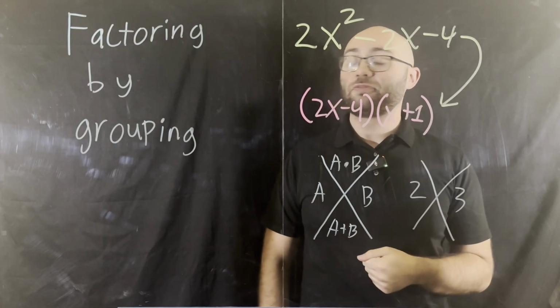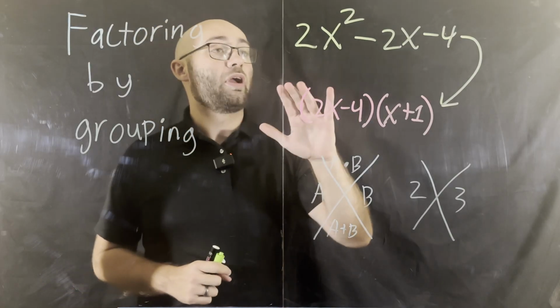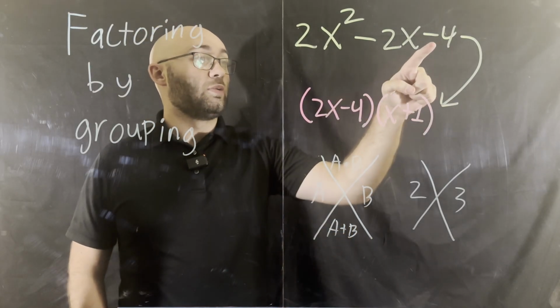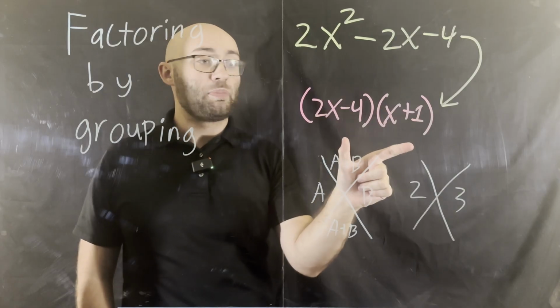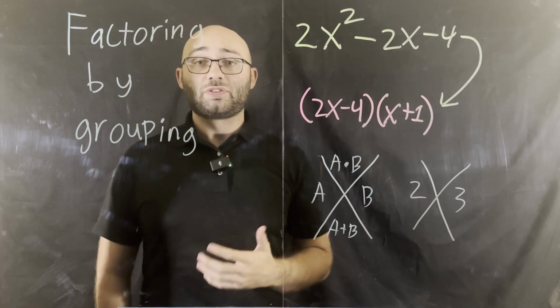Today's topic is factoring by grouping. Factoring by grouping is this idea right here where we take a polynomial, in this case a quadratic, and we factor it into separate parts, into separate groups. So this tends to be the factoring that most students struggle with.